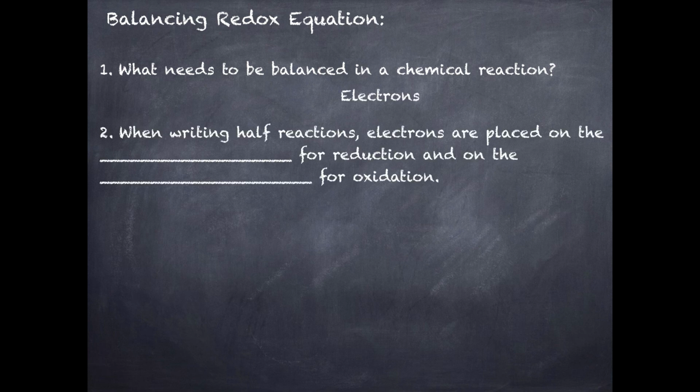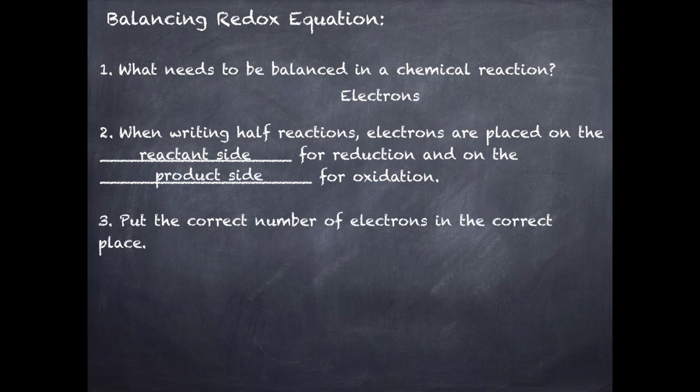And so when you're writing the half reaction, electrons are going to be placed on the reactant side if you're dealing with a reduction reaction, because in reduction, remember, you gain electrons. And so if an atom is oxidized, then you're going to put the electrons on the product side. So let's look at an example really quickly.